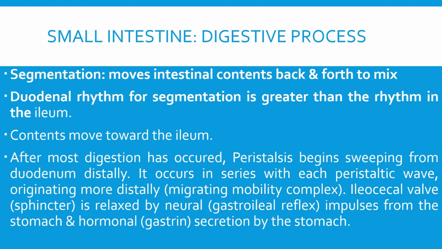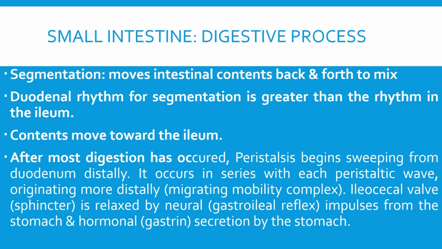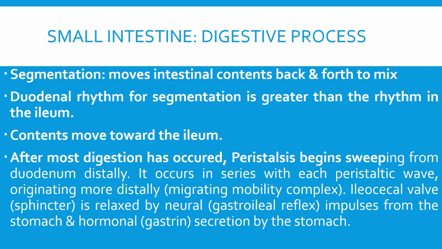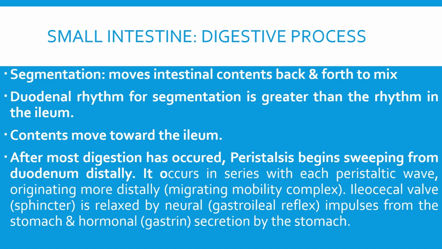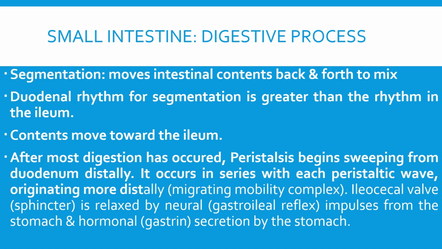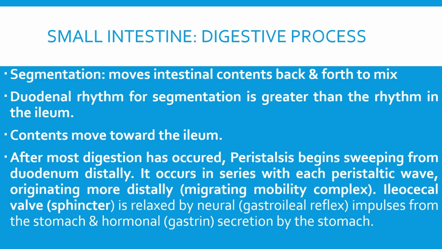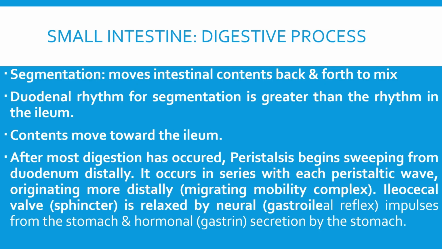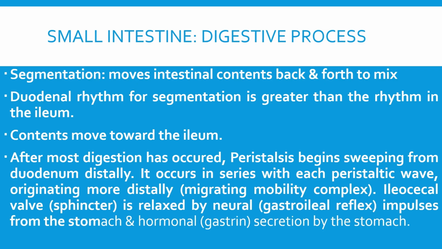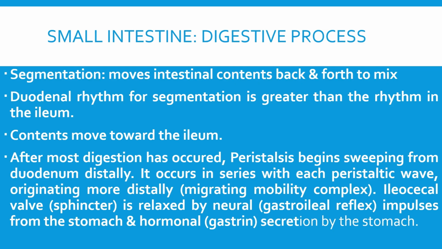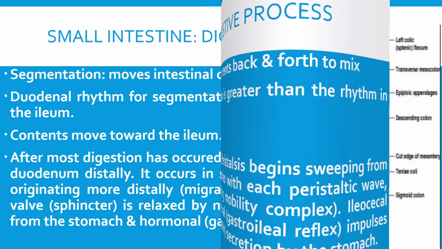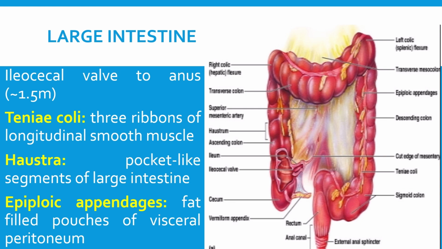Segmentation moves intestinal contents back and forth to mix. The duodenal rhythm for segmentation is greater than the rhythm in the ileum, so contents move toward the ileum. After most digestion has occurred, peristalsis begins, sweeping from the duodenum distally. It occurs in series, with each peristaltic wave originating more distally, called the migrating motility complex. The ileocecal valve, a sphincter, is relaxed by the neural gastroileal reflex, with impulses from the stomach, and by hormonal gastrin secretion by the stomach.